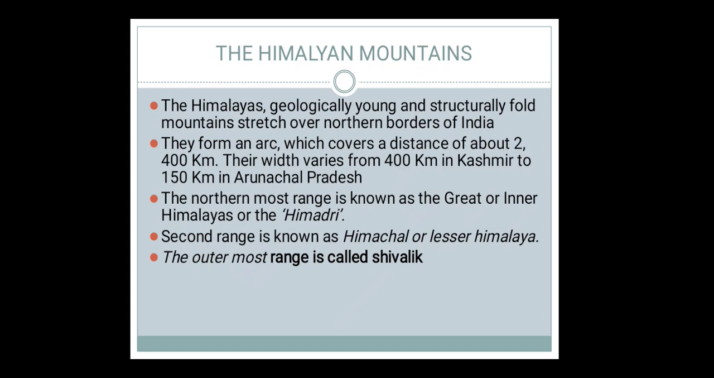It means they are wider in Jammu and Kashmir, where they are 400 kilometers wide, and in Arunachal Pradesh their width becomes less, that is 150 kilometers. It has three ranges. The northernmost or uppermost range is Himadri, Greater Himalaya or Inner Himalaya. Then the second range is known as Himachal or Lesser Himalaya, and the outermost range is called Shivalik.